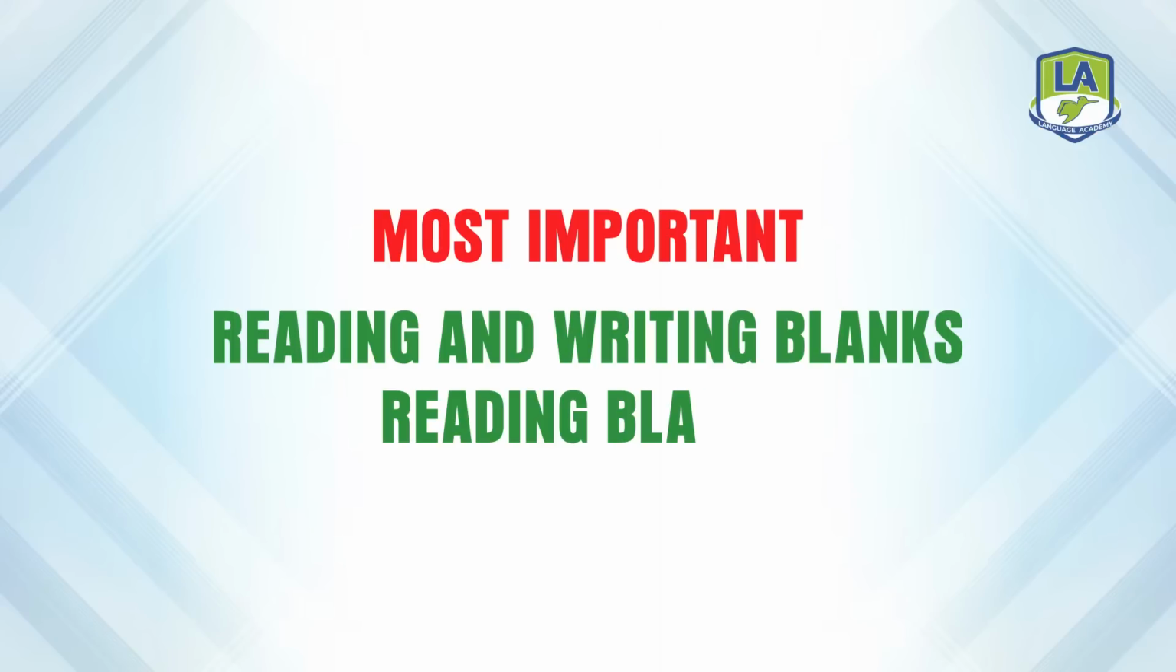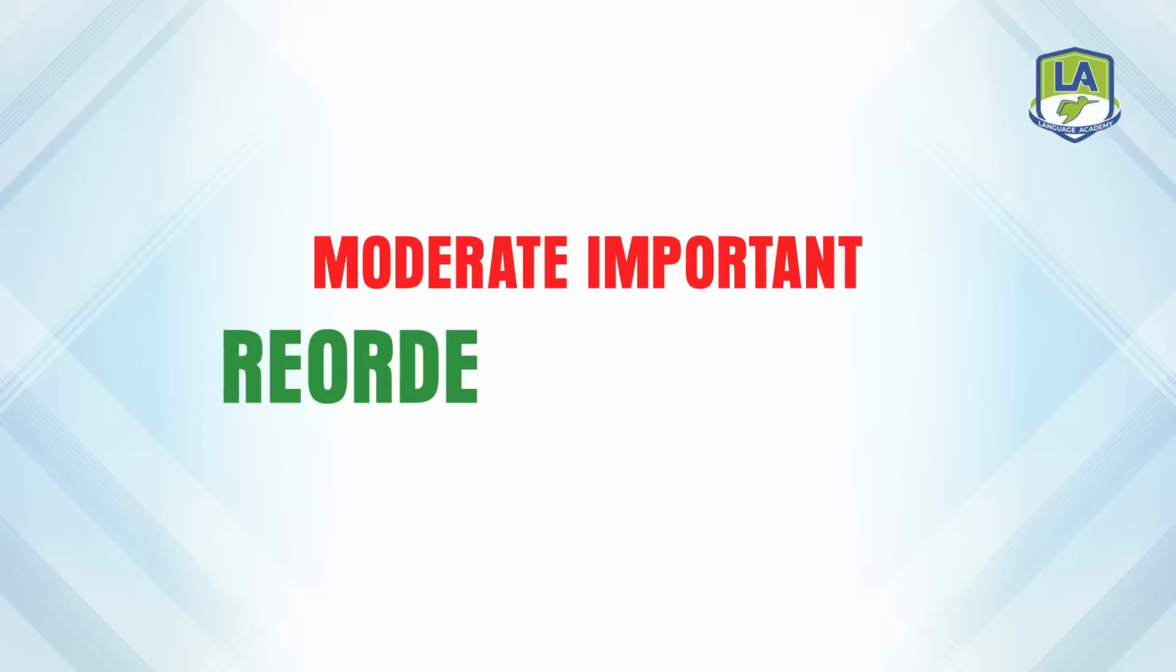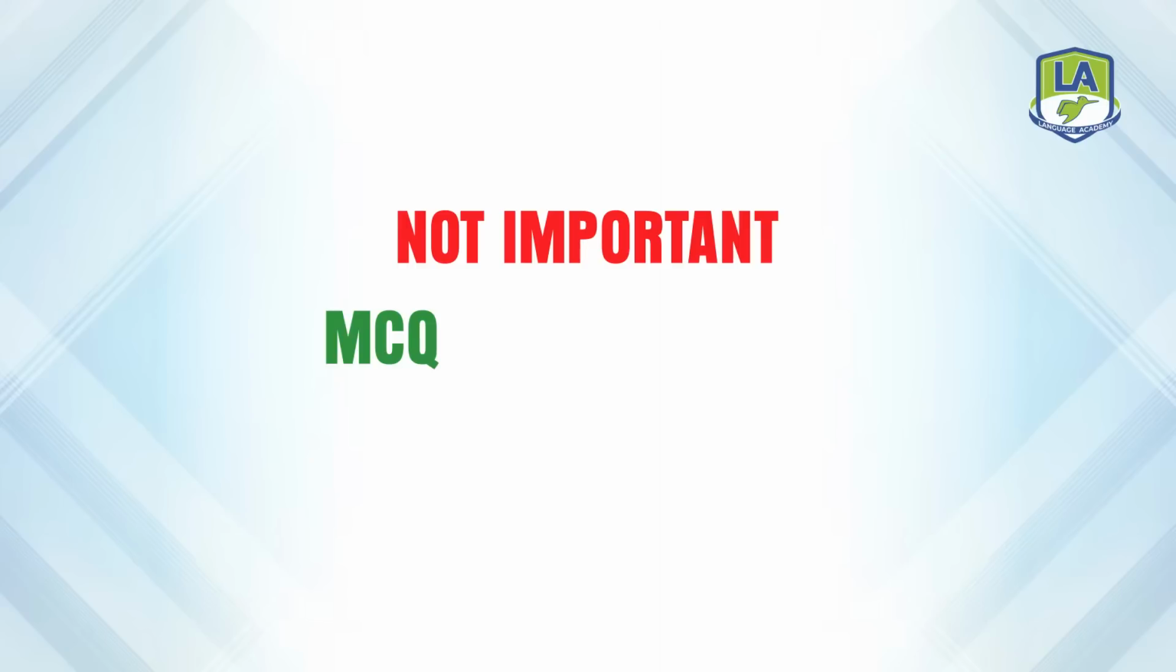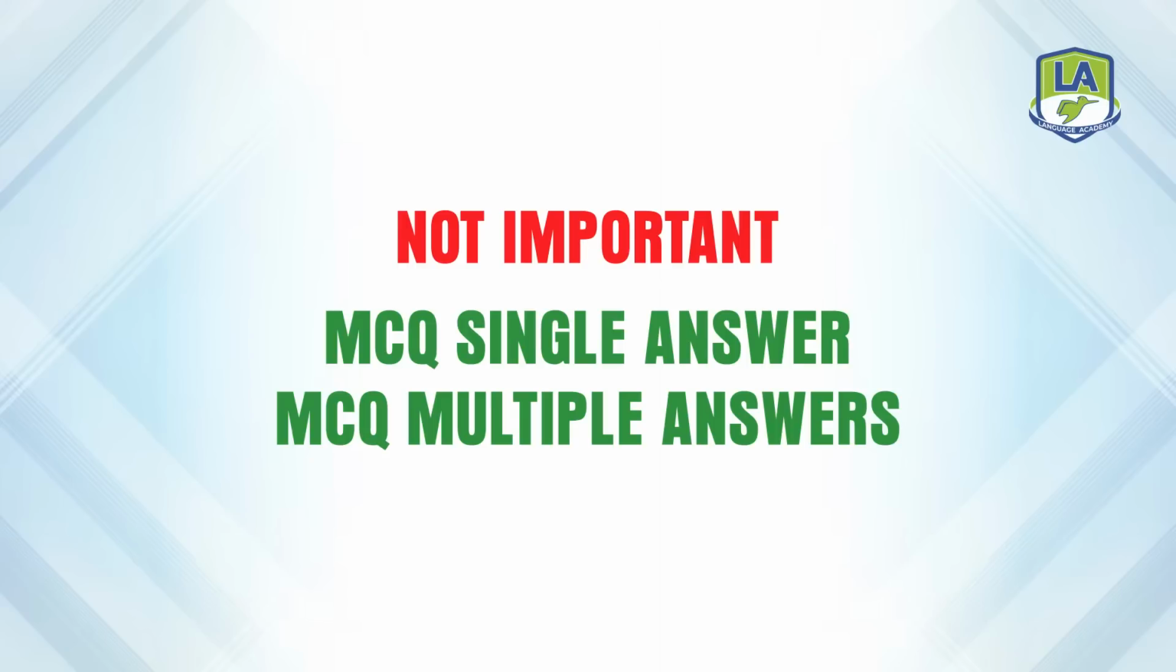So that was your reading module. You'll have 5 questions in total. Reading and writing blanks, called the drop-down blanks. You'll have 5 to 6 of those. Then MCQ multiple answers, 1 to 2. Reading reorders, 2 to 3. Reading drag and drop blanks, also called reading blanks, 4 to 5. 1 to 2 MCQ single answers. Out of these, reading writing blanks and reading blanks are the most important. Reorders are of moderate importance. MCQ single, MCQ multiple are not important at all. You do not have to worry about these.